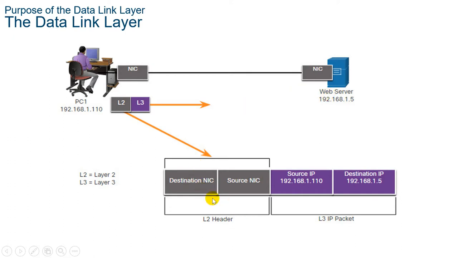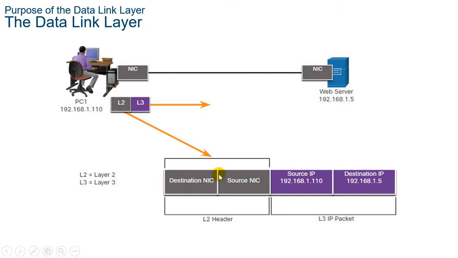Now the layer 2 header appended the destination NIC and the source NIC. We're talking about the MAC address here, so the destination MAC address, or physical address, and the source MAC address, or source physical address. Now on the layer 3 packet, you also have the source and destination addresses, which we call IP addresses. The layer 3 header has the source IP and the destination IP. The source IP is the IP address of PC1, which is 192.168.1.110, and the destination IP is 192.168.1.5, that of the web server.